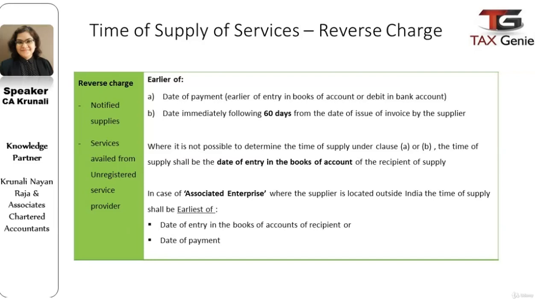In case it is not possible to determine the time of supply under clause A or B above, the time of supply shall be the date on entry in the books of accounts of the recipient of supply. Further, in case of an associated enterprises where the supplier is located outside India, the time of supply shall be the earliest of date of entry in the books of accounts of recipient or date of payment.